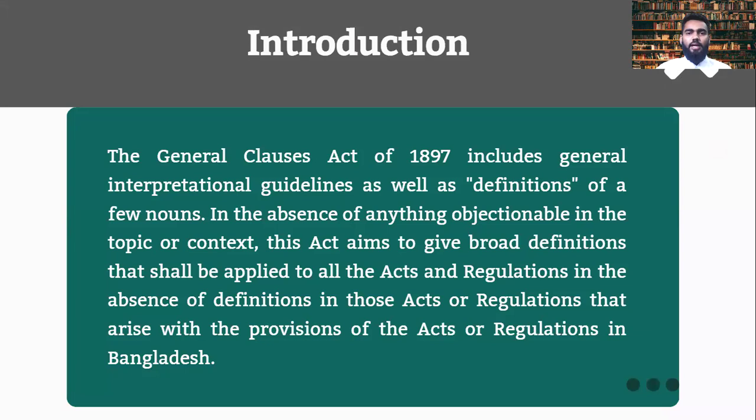The General Clauses Act of 1897 includes general interpretational guidelines as well as definitions of some nouns. In the absence of anything objectionable in the topic or context, this Act aims to give broader definitions that should be applied to all the acts and regulations applied in our country, as well as the acts which are not mentioned in the provision or act or regulation in Bangladesh.